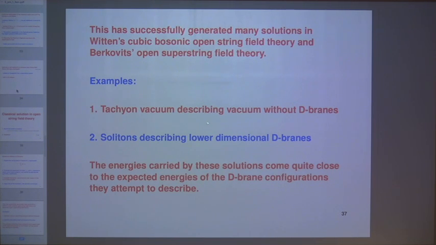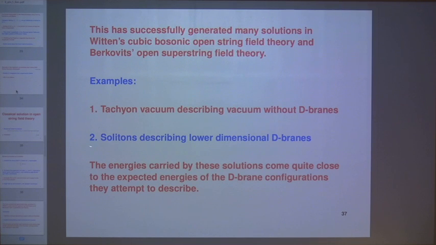A tachyon vacuum describing the vacuum without D-brane. So you start with a D-brane, you switch on some fields, and then you find that there is a particular solution that describes the vacuum where the D-brane has disappeared. There are also soliton solutions that one can find which describe lower dimensional D-branes. So you start with a Dp brane, and we find solutions which describe a D(p-1) brane.